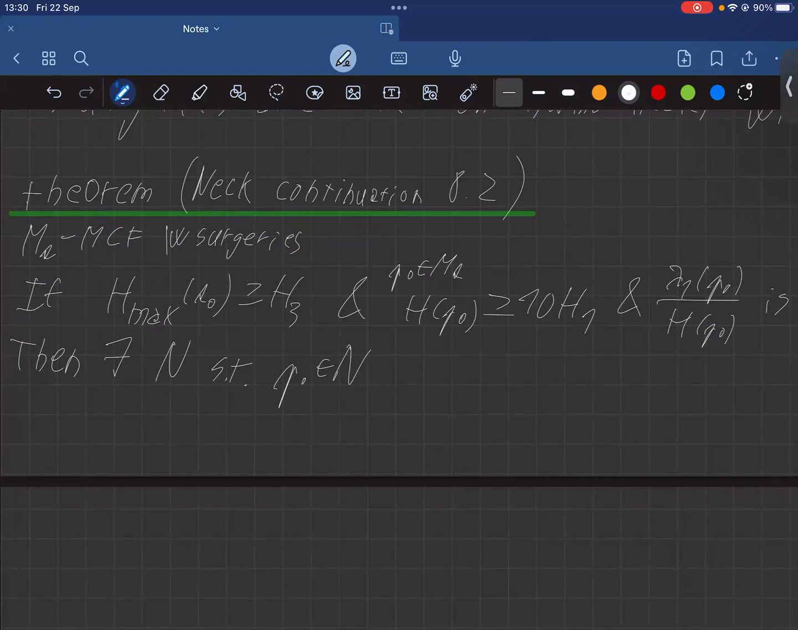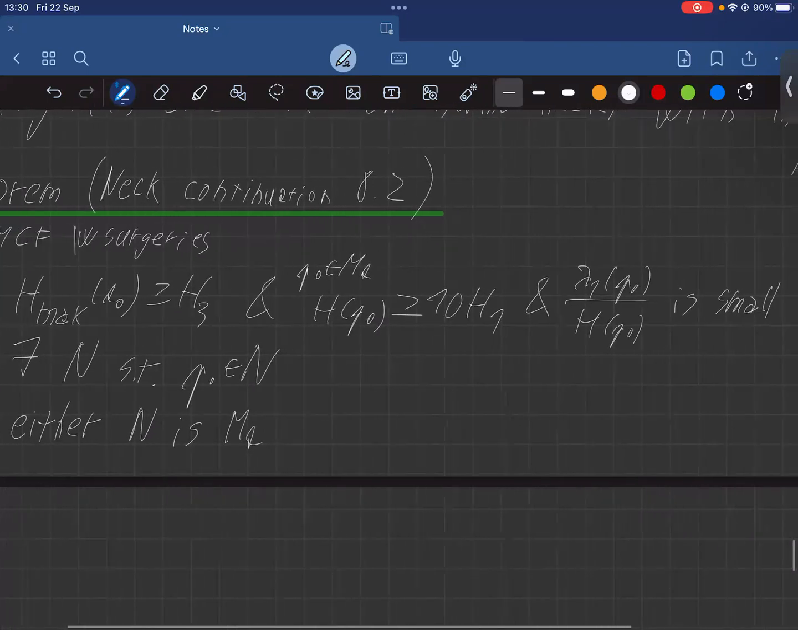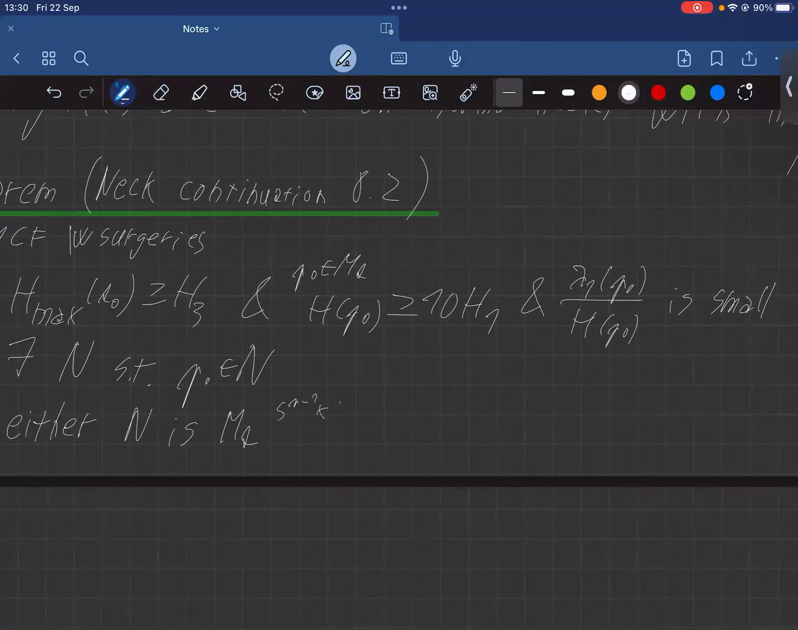So maybe either N is the whole surface, which may happen. This is exactly the case where we have something like S^{n-1} times S^1. So then our surface is one big neck, and it covers everything.